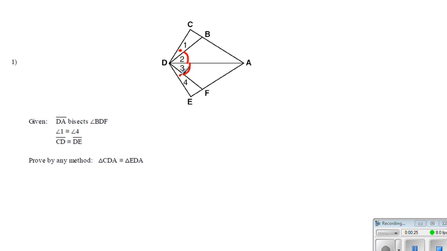I use the dot to mark that. And line segment CD, which is outside line segment, is also congruent to DE. Now we want to try to prove the triangle, in this case, CDA. CDA, that means we're looking at the outside upper big triangle right over here. That triangle is congruent to the one in the bottom. Now how would you be able to do this?